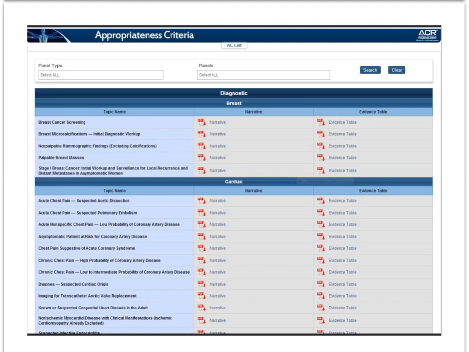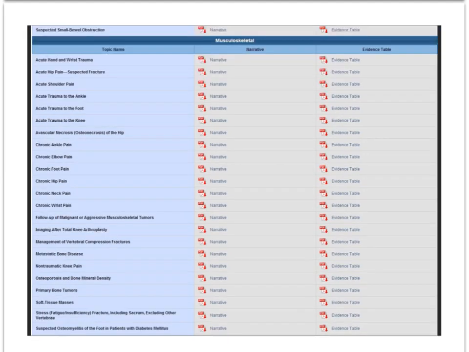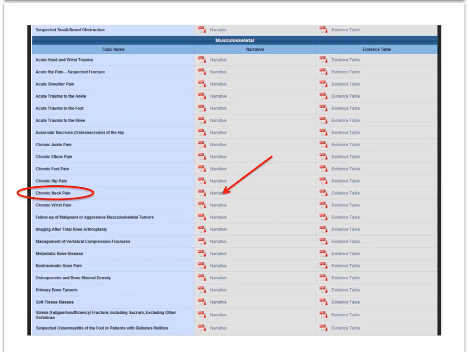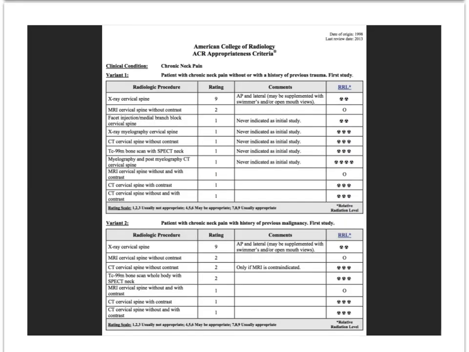Let's scroll down and see musculoskeletal, where we see those topics, and chronic neck pain. We'll click on the narrative, and that opens a PDF that contains several variants of that clinical topic. So you choose a category, then a clinical topic, and finally a more specific variant that fits your patient's needs.